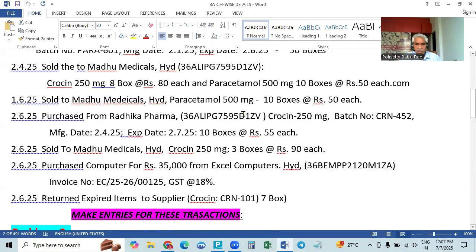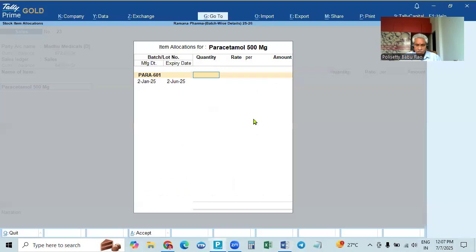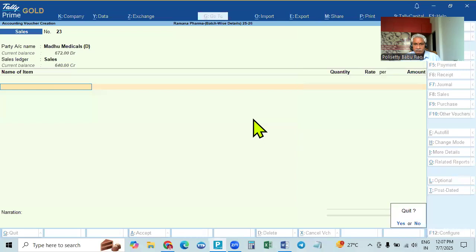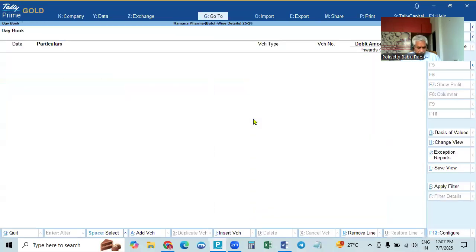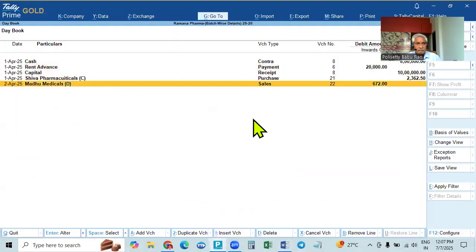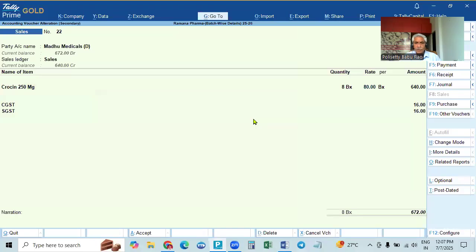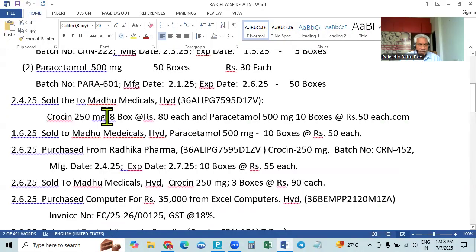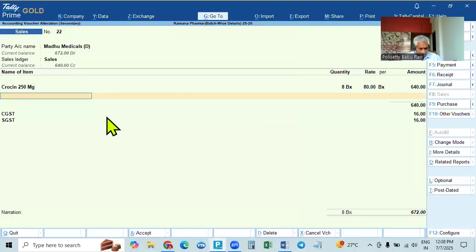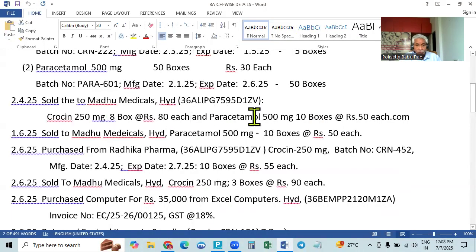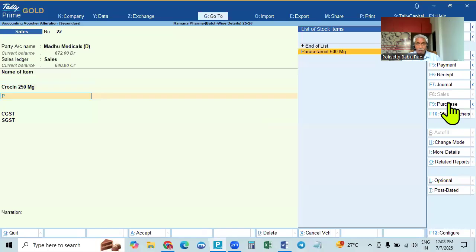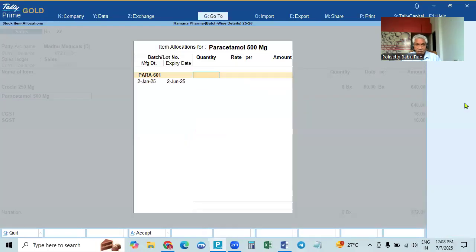Quantity. What are you selling? You are selling to Madhu Medicals. Sorry, one minute. In the previous transaction, we sold only this one. No, in this case, we sold to this one on 2nd April. 2nd April, not only Crocin, we sold paracetamol also. So that is the batch number.